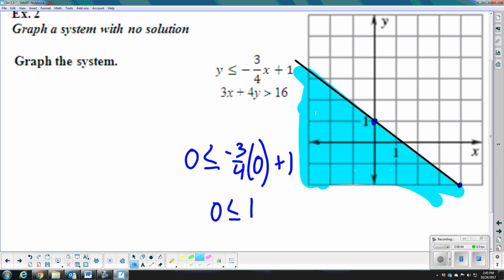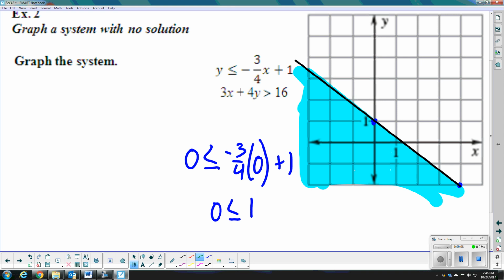Now for the system, my solutions have to overlap. So now I'll graph my second one. My second one is in standard form. You can put it back into slope-intercept form if you want, but you could just graph it in standard form, which I think is just as easy. So we're going to graph using the x and y intercepts.